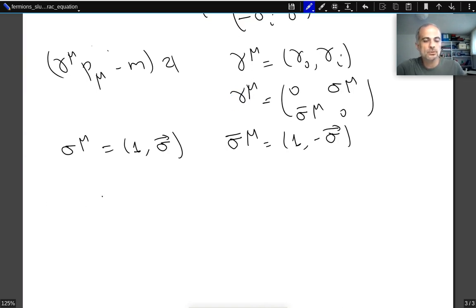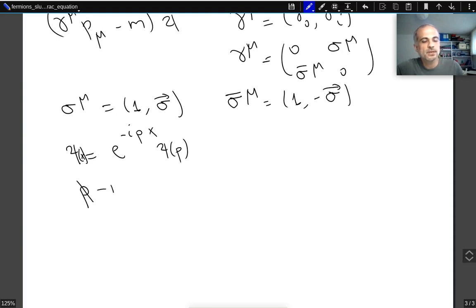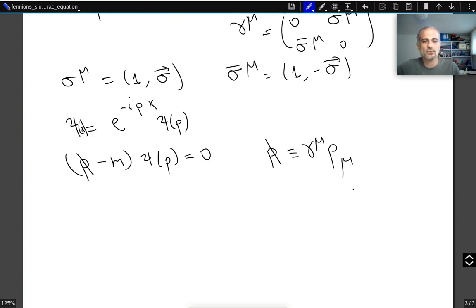Now in this representation, let's find the explicit solutions. Keep in mind that we are looking for solutions of psi which look like e to the power minus i px times phi of p, just plane wave solutions. And this psi of p should satisfy p slash minus m, psi of p is equal to 0, where we had defined this p slash, which will be used frequently, as gamma mu p mu.